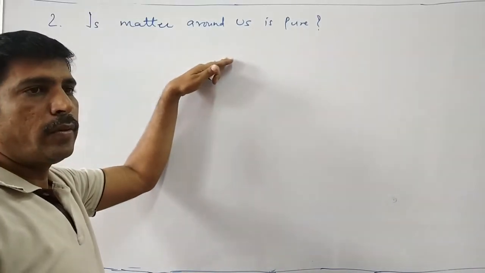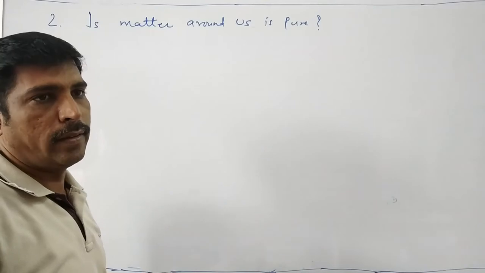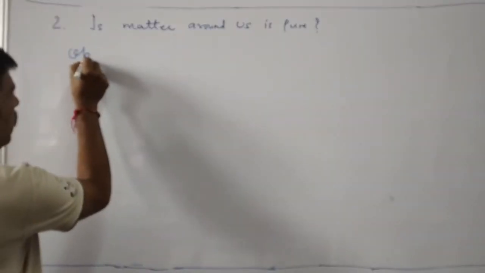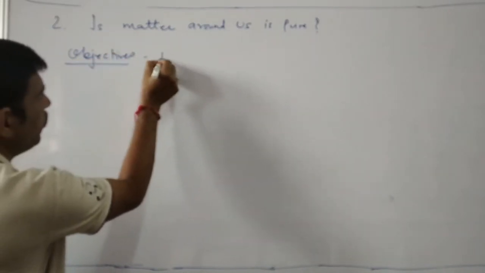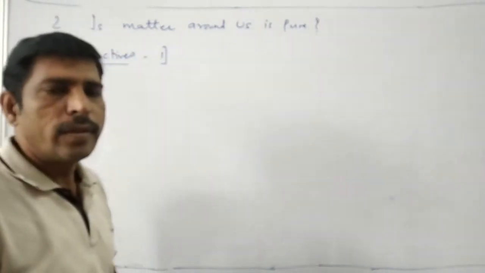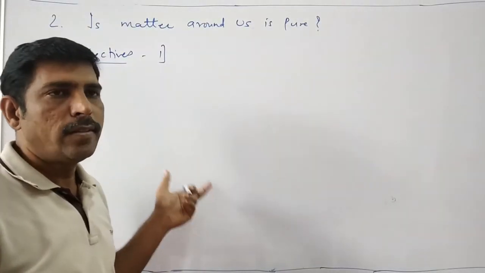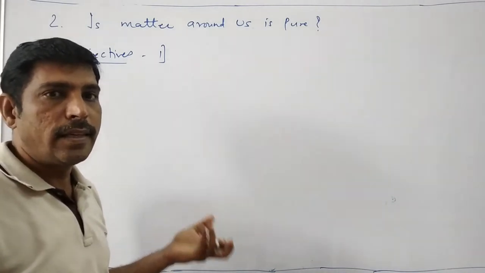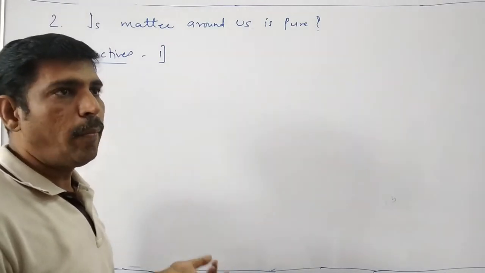Before that, we should know the objectives of this lesson, what we are going to learn in this chapter. In the first chapter we already learned what matter is, the different types of matter, and the different states of matter: solid, liquid, gases.